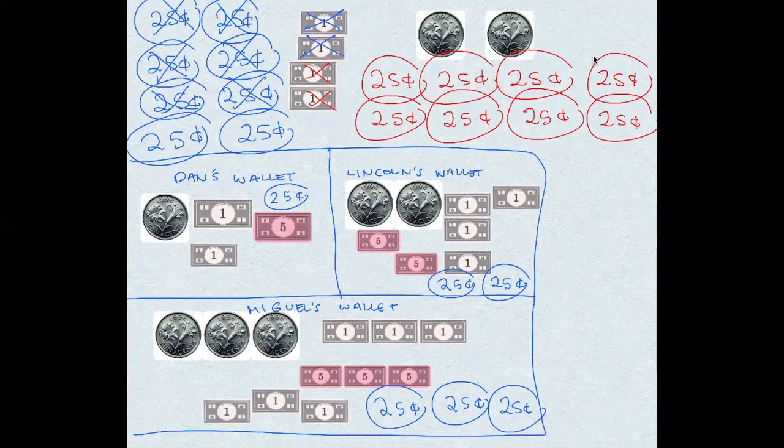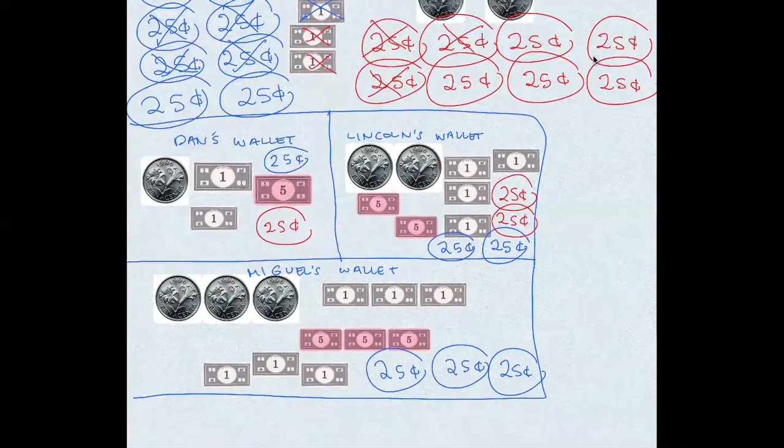Okay. So again, a quarter to Dan, 2 quarters to Lincoln, and 3 quarters to Miguel. Guess it's a good thing we drew Miguel's wallet so big. We have plenty of space.